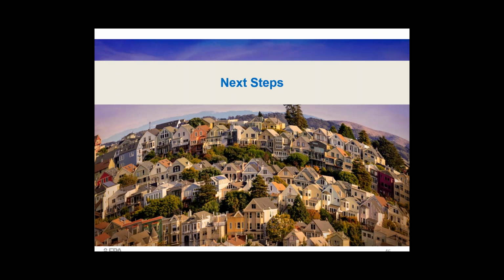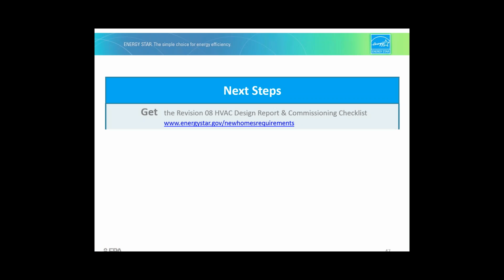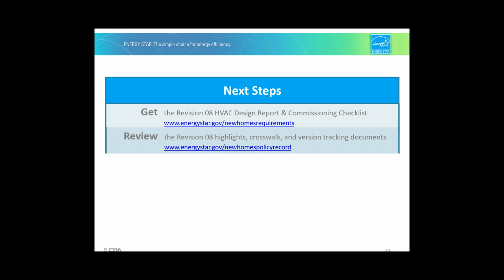Okay, so that's what we have for you today. Hopefully this gives you a pretty strong start with Revision 8, but there's always more to learn and additional resources to help you succeed. So I want to discuss a few next steps you can take. First, if you haven't already done so, get the HVAC design report and the HVAC commissioning checklist by downloading it from our website. The link is right here. You can look at the actual documents and make sure you get familiar with them.